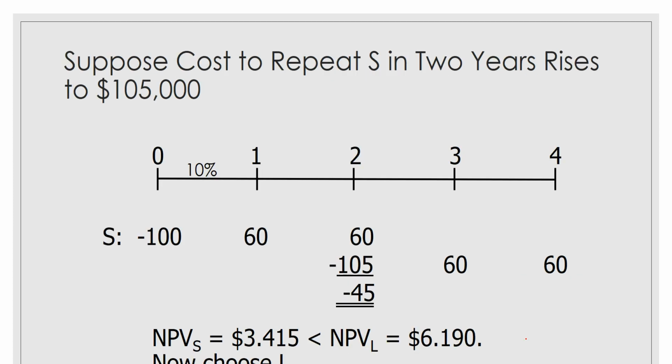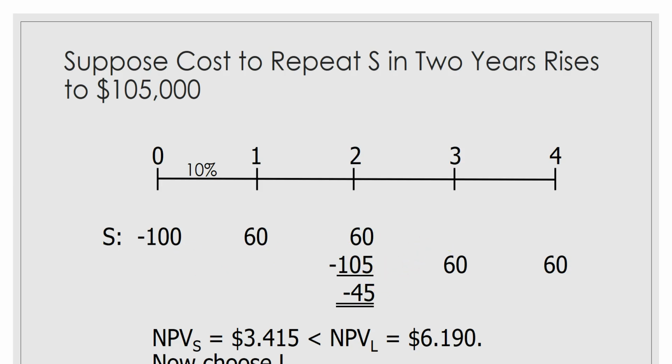Now you may assume that after 2 years the cost increases. So you don't have to assume that the cost is going to stay the same. So here we're saying the cost was 100,000 today, return 60,000. In 2 years it goes up to 105,000 and we return 60,000.